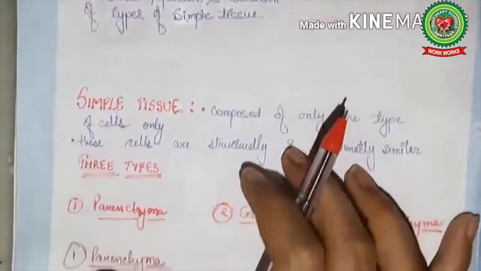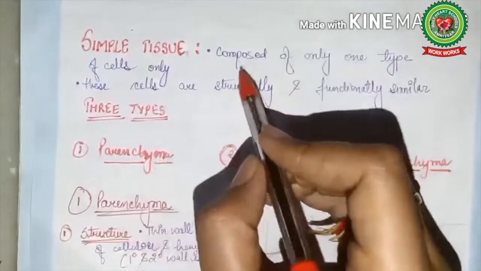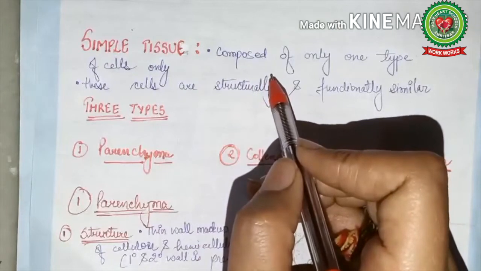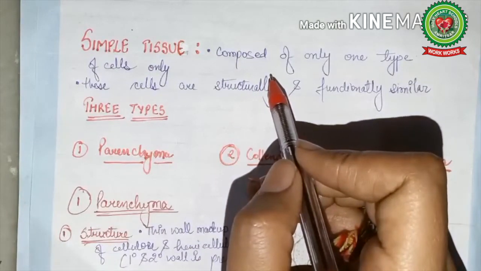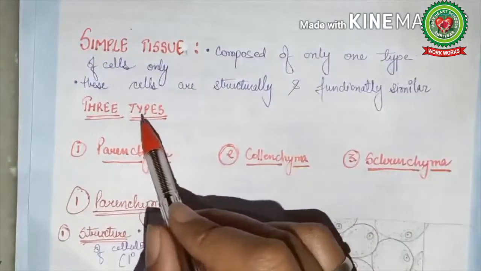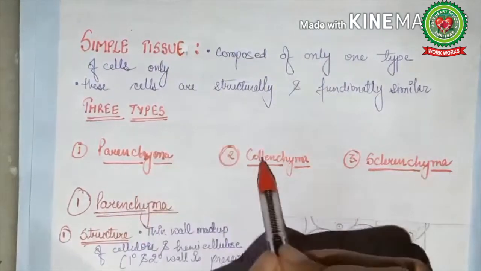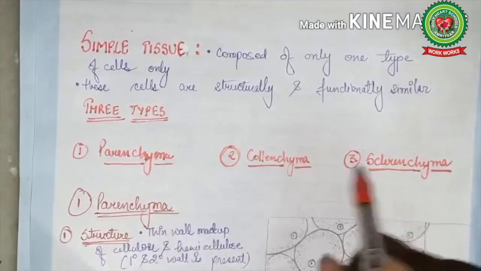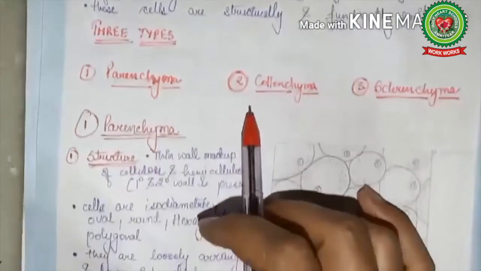Now, what is simple tissue? Simple tissue is basically the tissue which is composed of only one type of cells. That is, these cells must be similar in structure and function. These are further of three types: parenchyma, collenchyma and sclerenchyma. Now, first of all, we will discuss parenchyma.